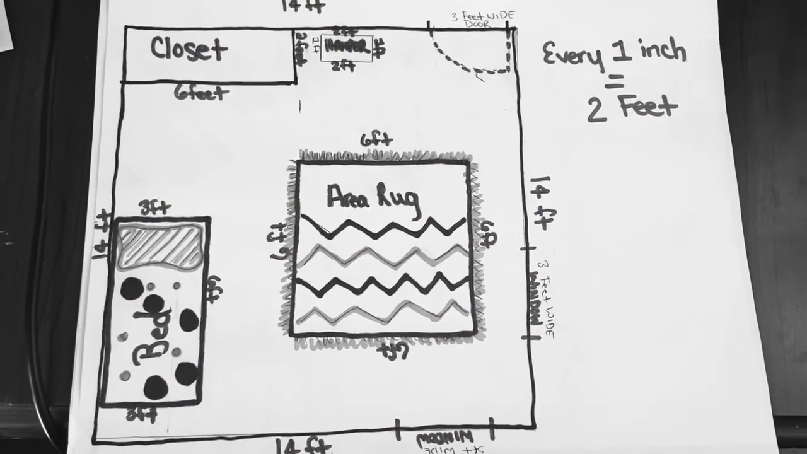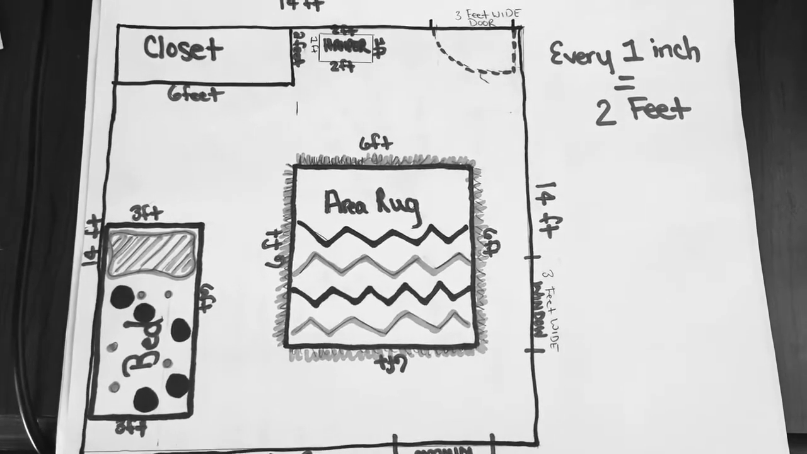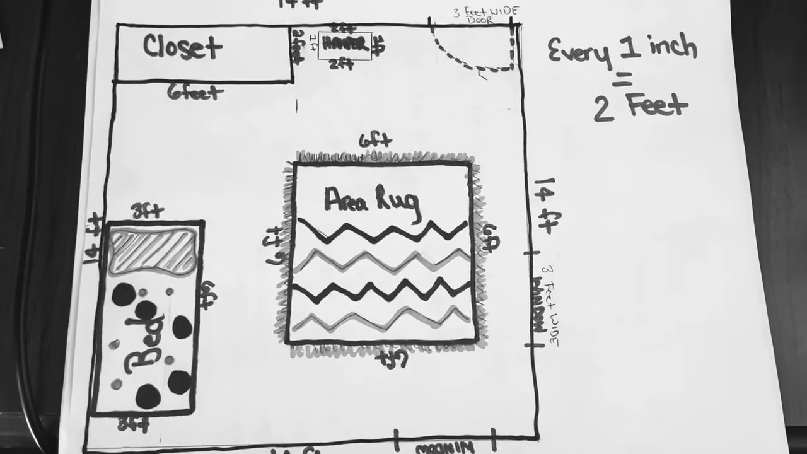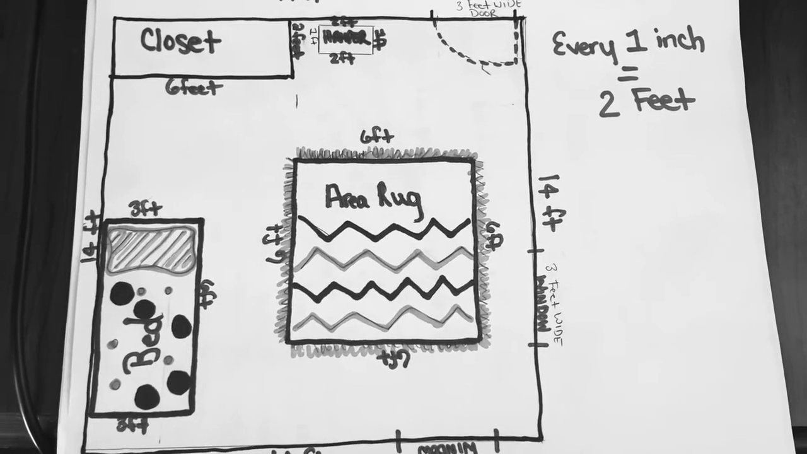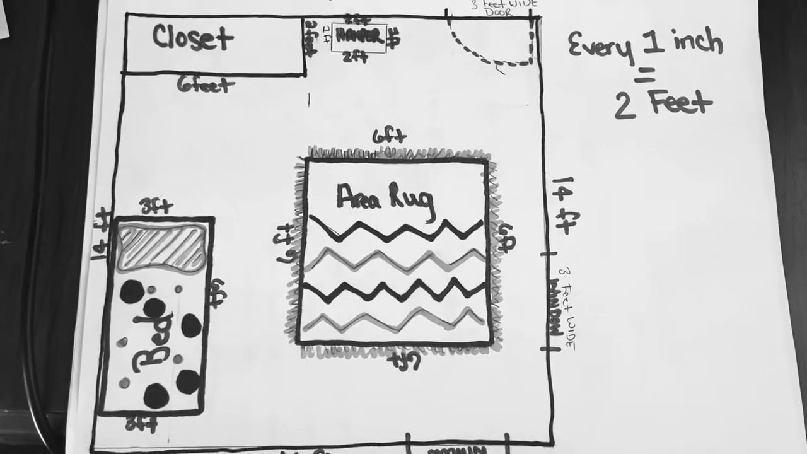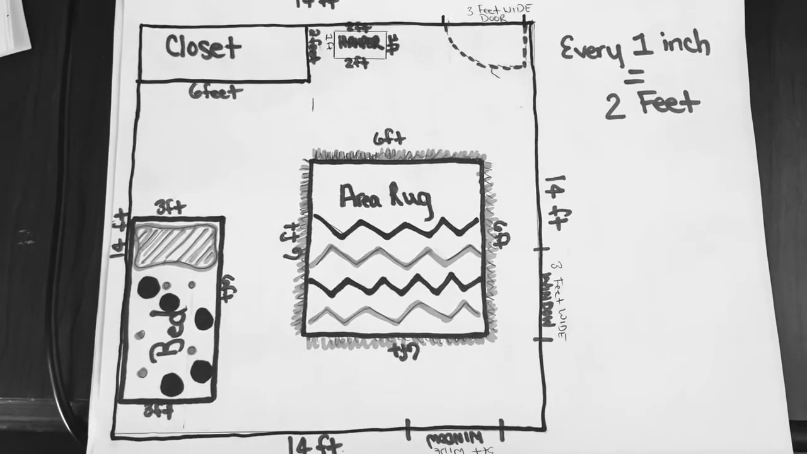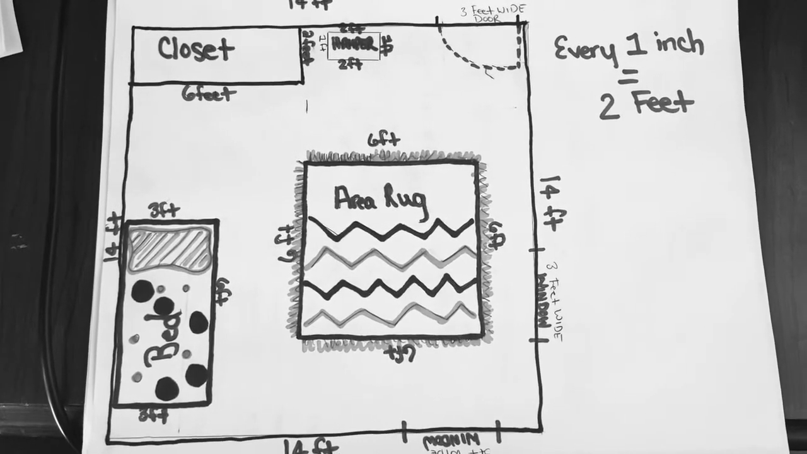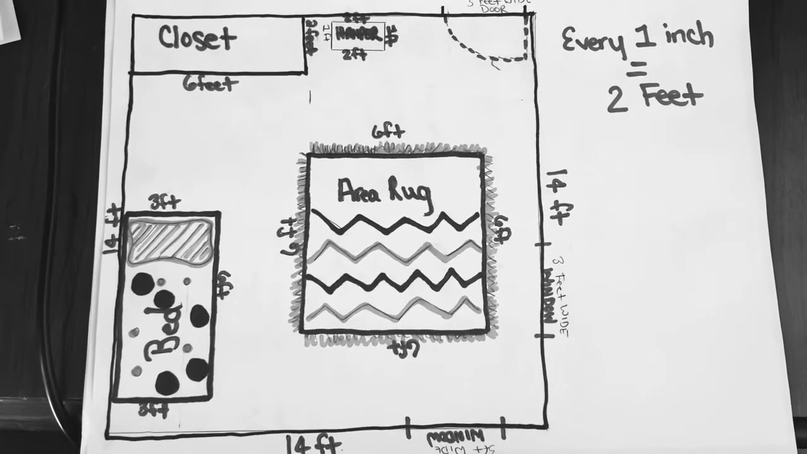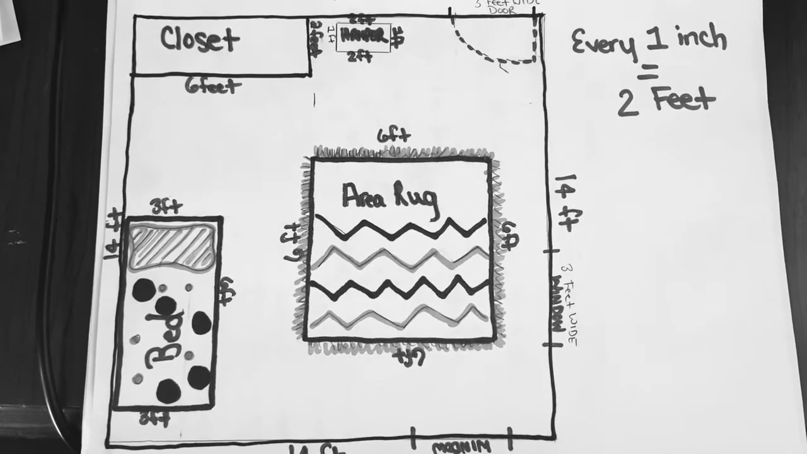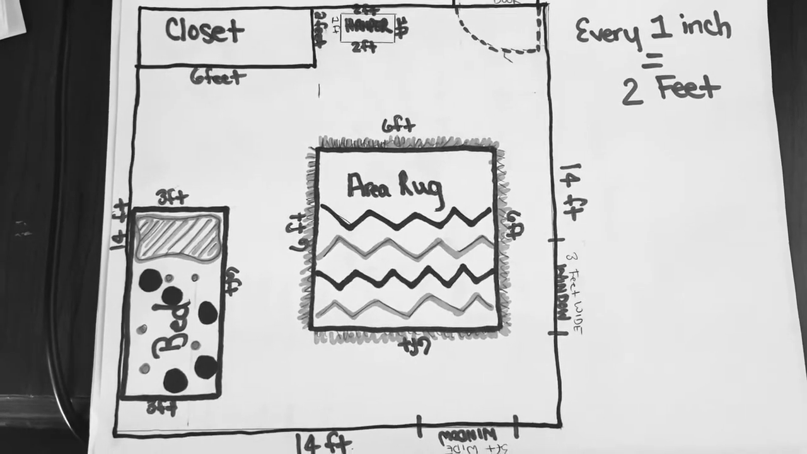Okay, so here I have a bedroom that I designed for you. For an example, as you can see in the bedroom, I've incorporated a closet, a bed, an area rug, and even a hamper. I also have where the bedroom door will be and where a couple windows will be. What I have done is I have made every 1 inch of my ruler equal to 2 feet. So I know that every inch that I measured out is going to be 2 feet in my bedroom.